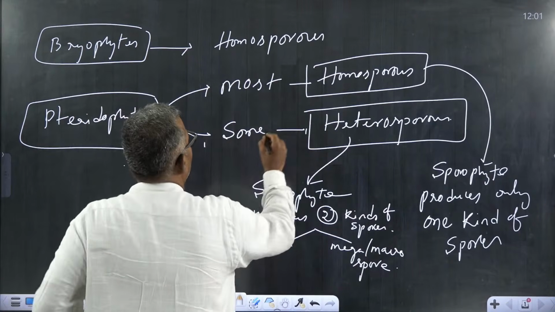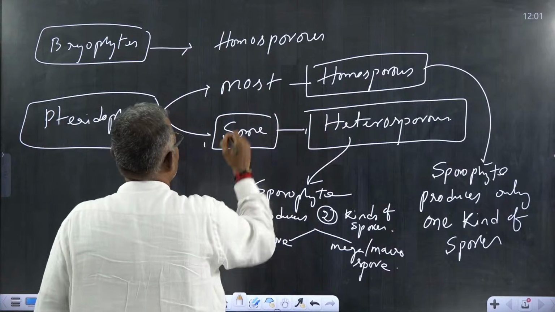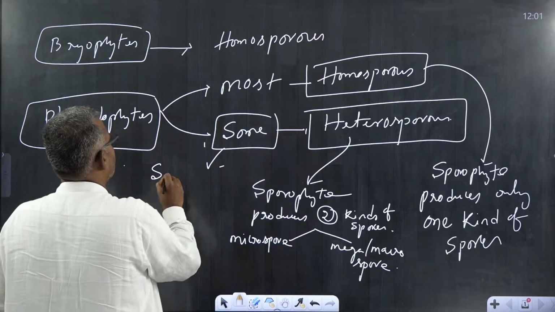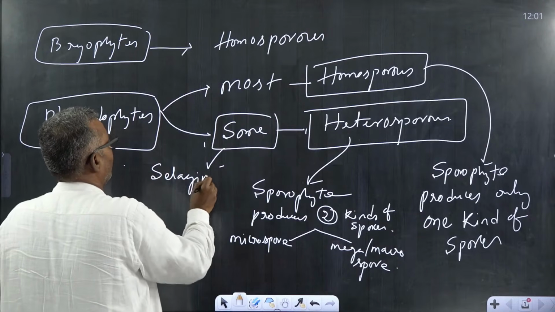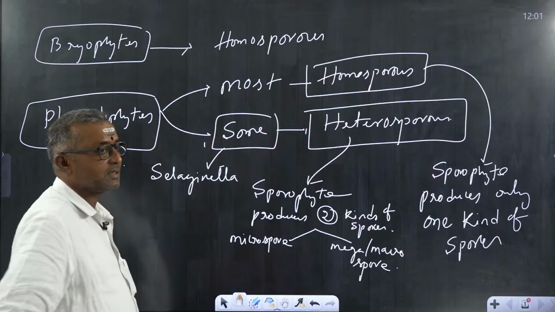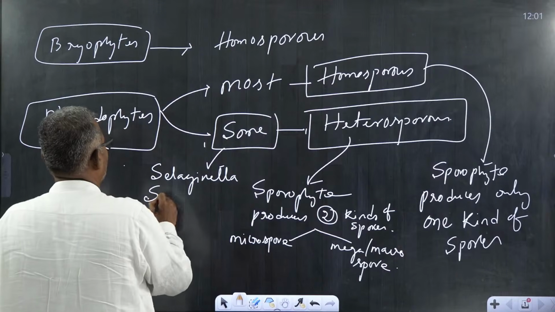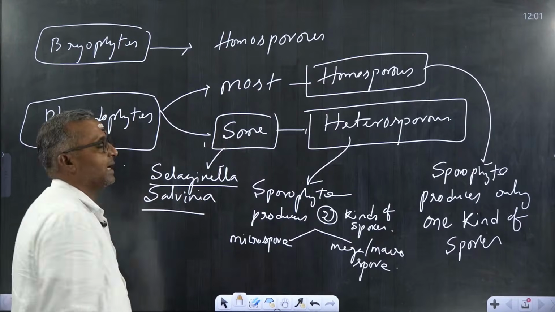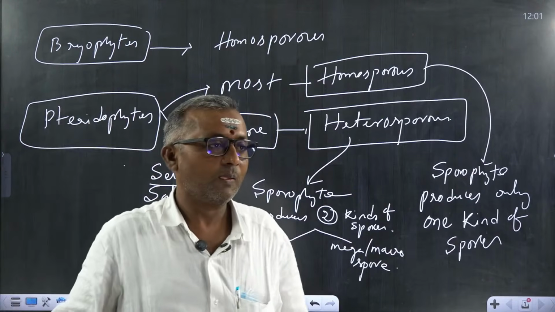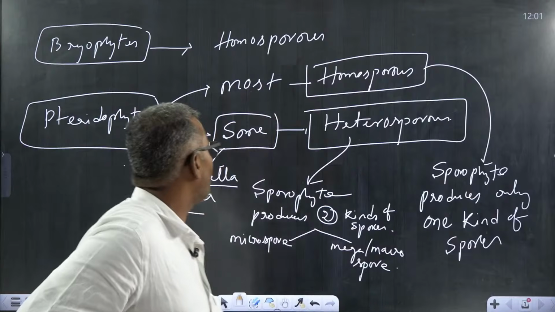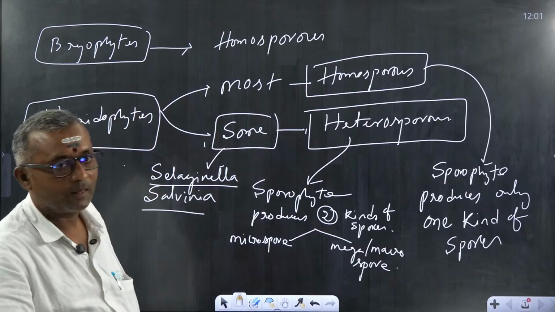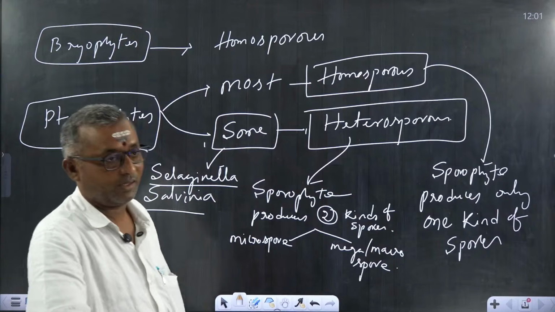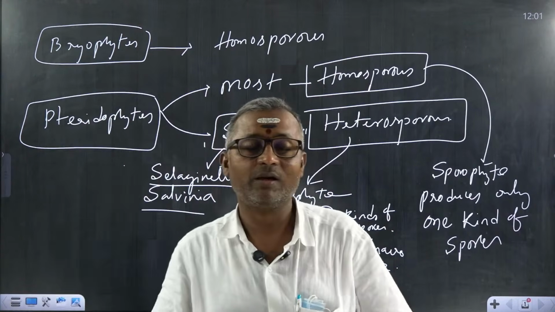Now, we have some examples for heterosporous species. For example, Selaginella and Salvinia. So these are heterosporous examples. Salvinia is a hydrophytic pteridophyte. Remember, hydrophytic pteridophyte.